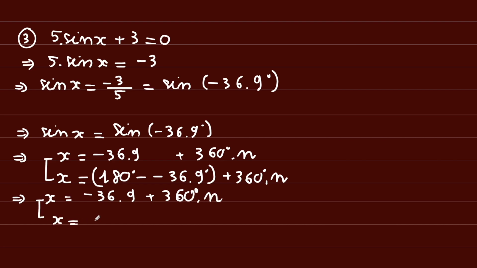And for the next one, you have 180 plus 36.9 here. Okay, so that is 216.9 degrees plus 360 degrees multiplied by n. That is the third example.